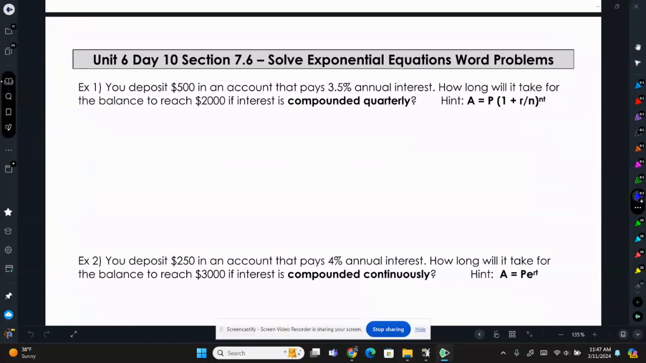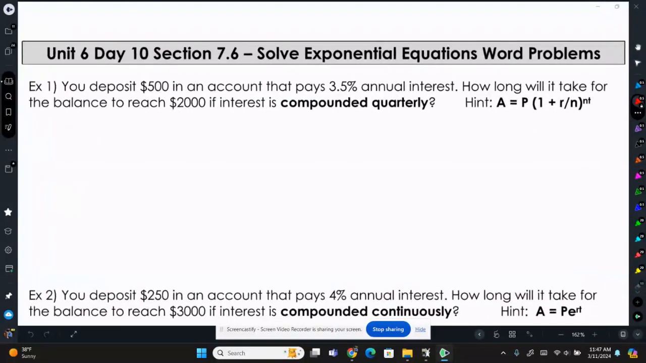So this one says you deposit $500 in an account that pays 3.5% annual interest. How long will it take for the balance to reach $2,000 if it is compounded quarterly? So we don't know what t is because it says how long will it take. So we don't know t, but I'm starting with 500, so that would go in to p, and then we want it to equal 2,000.